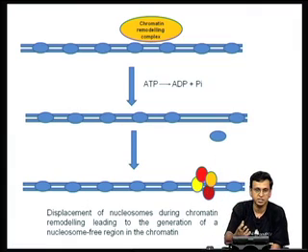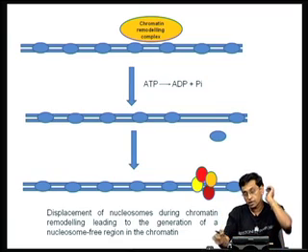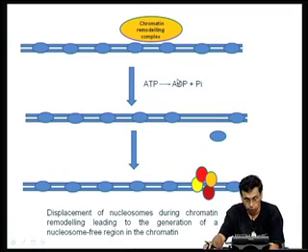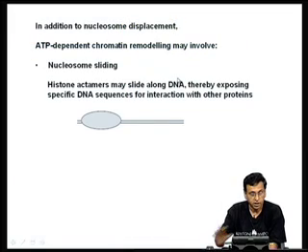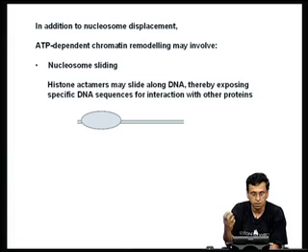So, the transcription factors can now come and bind and then initiate gene regulation. This is another very important area in the regulation of gene expression in eukaryotes. In addition to displacement of nucleosomes, chromatin remodeling utilizing ATP can also involve several other mechanisms.